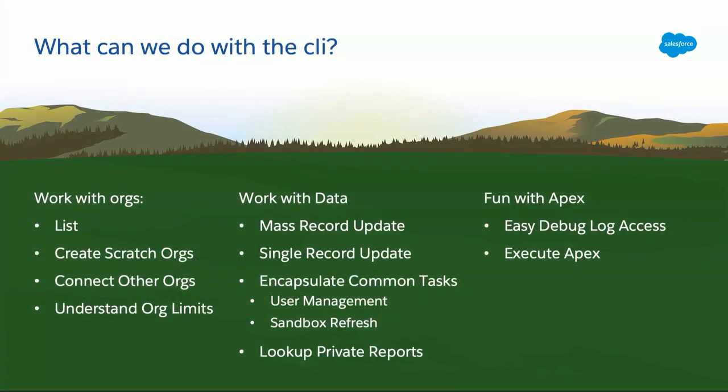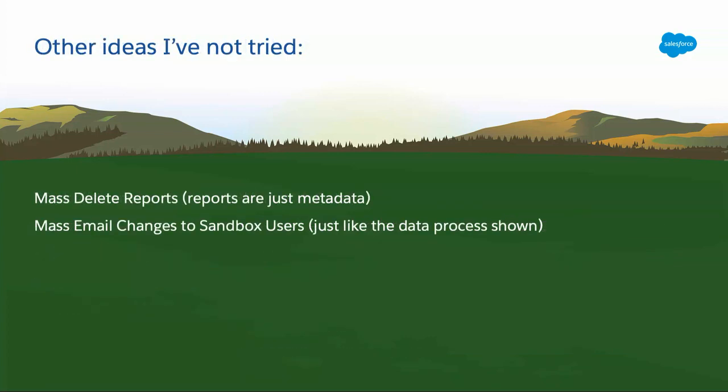So just to review, there's lots of things we can do with the API, really cool stuff. I talked about the reports. One thing that I've never written up, but I think it'd be a nice little shell script, would be to do mass email changes to sandbox users. Or, maybe somebody wants to write that up as their very own Salesforce CLI plugin and open source that. I'm sure we'd all love that, wouldn't we?